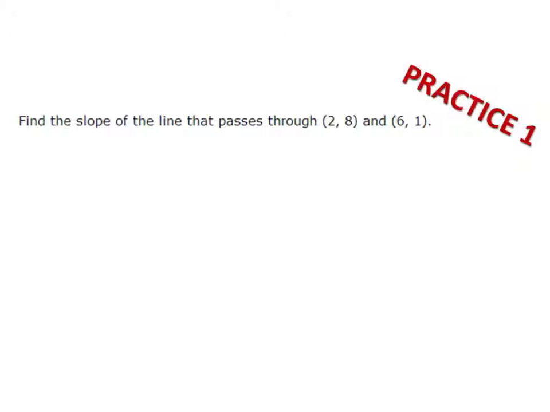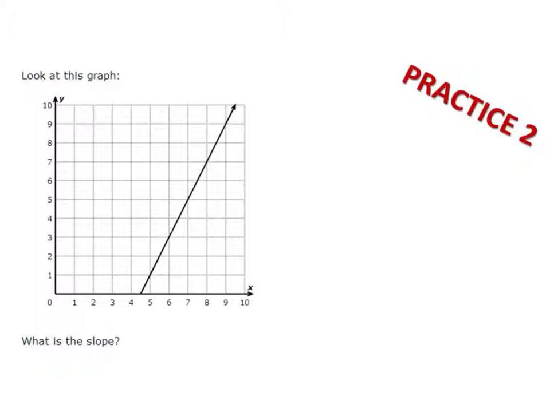Here's your first practice problem. Find the slope of the line that passes through points (2, 8) and (6, 1). Go back and look at how I did it if you aren't quite sure. Practice problem 2. Look at this graph. What is the slope of the line? Be sure that you find a point at which the line crosses at the intersection of the x and the y axis. And then draw your right angle, count the rise of the right angle, put it over top of the run of the right angle, and that gives you slope.